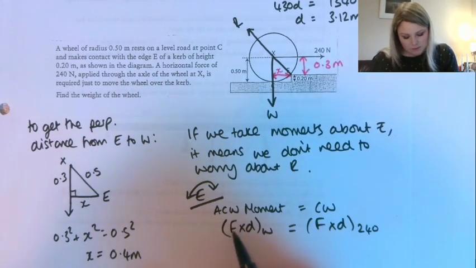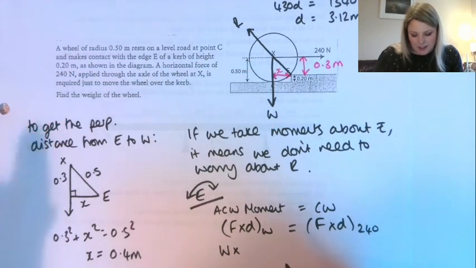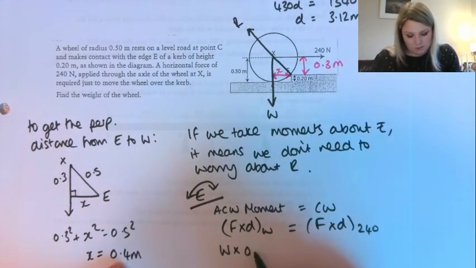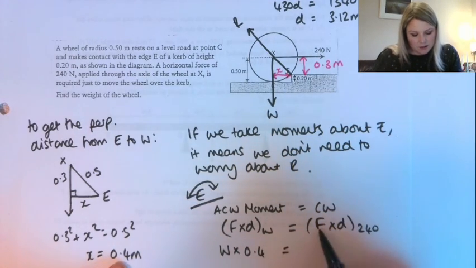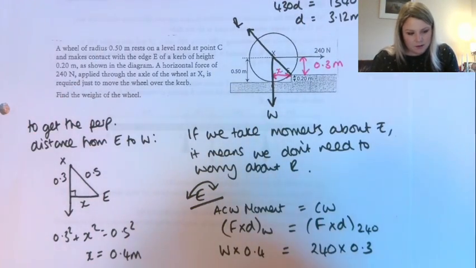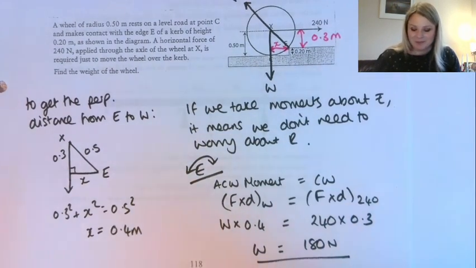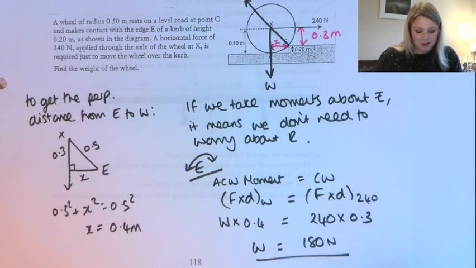Fill in our values. So the force we're looking for is the weight. Perpendicular distance to the pivot is that distance x, which is the 0.4. And then here our force is 240, and perpendicular distance from it to the pivot is the 0.3. That gets us 180 newtons. Okay, so that's a wee stinky one there.